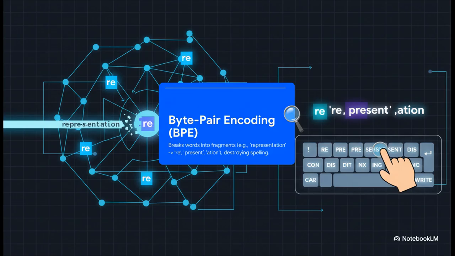But it means the model has absolutely no concept that the word spelling is made of an S, then a P, then an E, and so on. It's like trying to write a sentence using a keyboard that only has a few thousand common syllables instead of letters. You could capture the vibe of a word, but you'd have no way to actually spell it correctly.